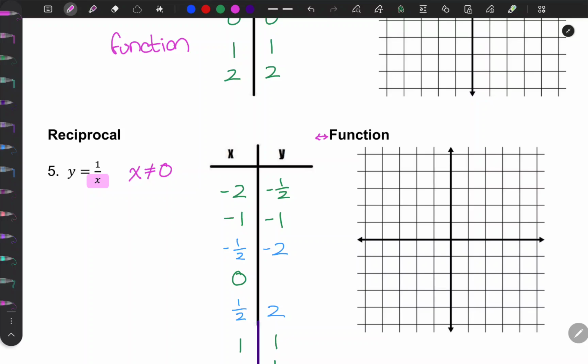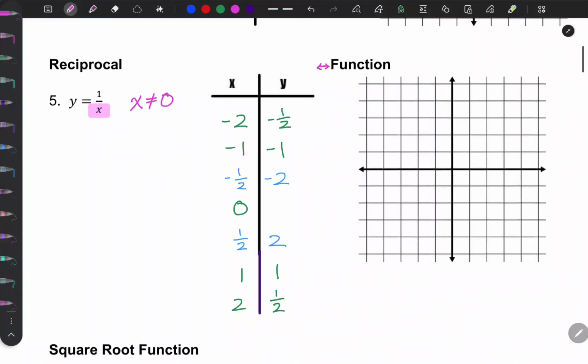Let's fill in the rest of the table of values first, and then we'll look at what that would look like on a graph. So for this table of values, I did the same x values as before, but that's not really enough information to figure out the shape of the graph. So we're going to add in a couple extra points.